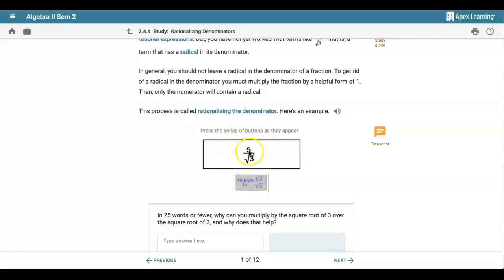If we look here, 5 over square root of 3, we can multiply by square root of 3 over square root of 3. If I divide these out, this is just multiplying by 1. Now, square root of 3 multiplied by square root of 3 turns into the number underneath the radical symbol, the radicand. So this turns into 5 times square root of 3 over 3. We get rid of the radical symbol in the denominator and are left with our original radicand.